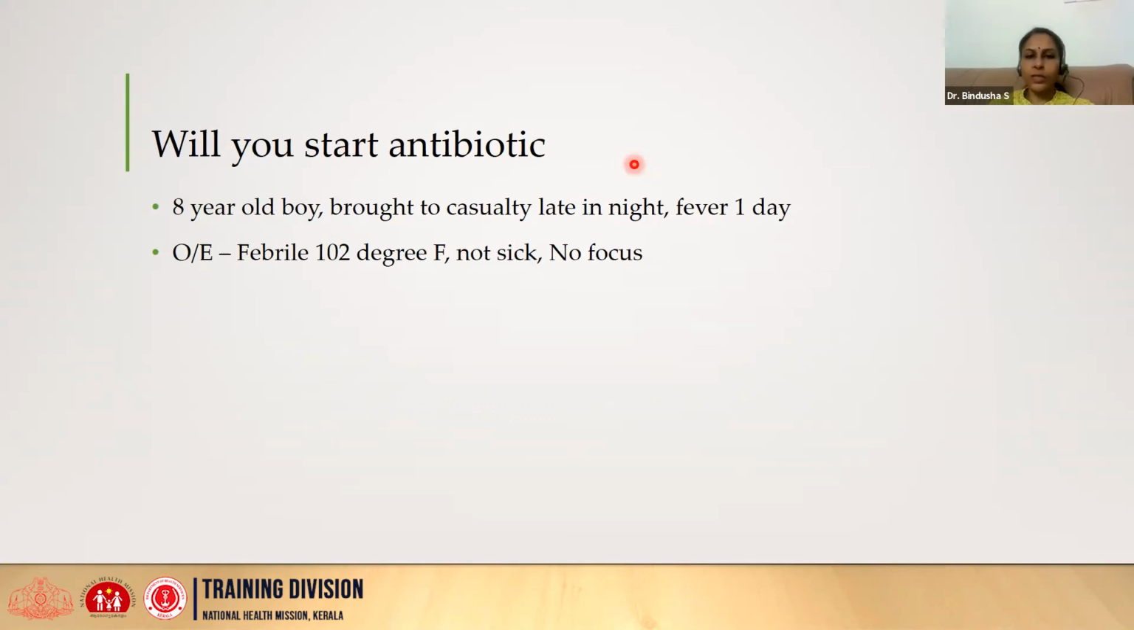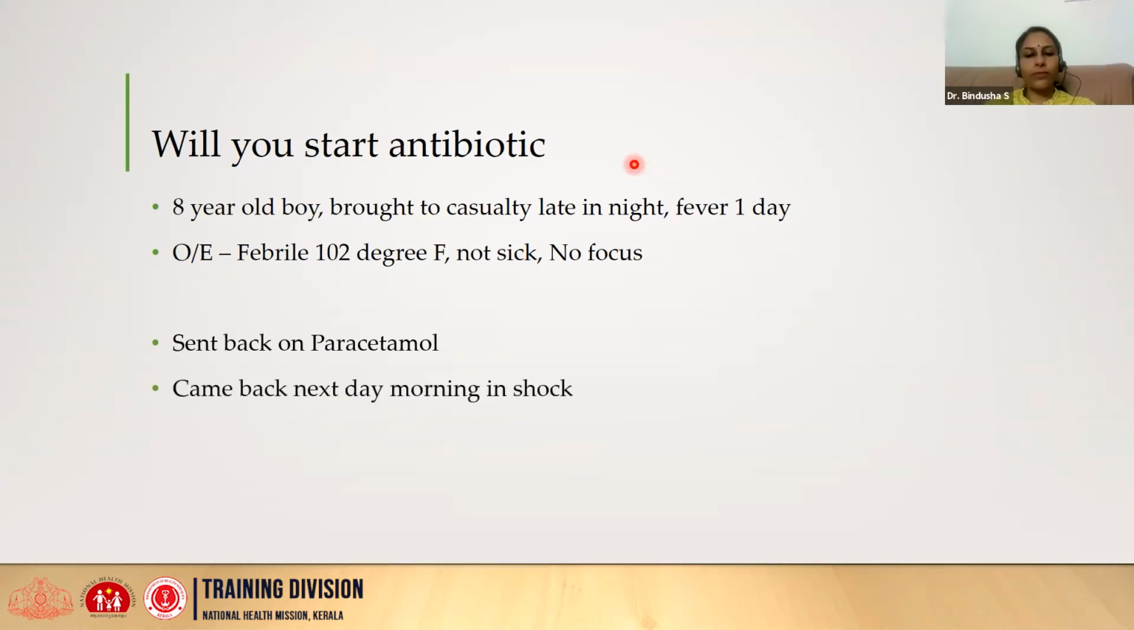Usually, we won't start an antibiotic. So here also the patient was sent home on paracetamol. But what happened was the child was brought back the next day morning in shock. So now the mother is telling you that there was a splenectomy 6 months back following RTA.